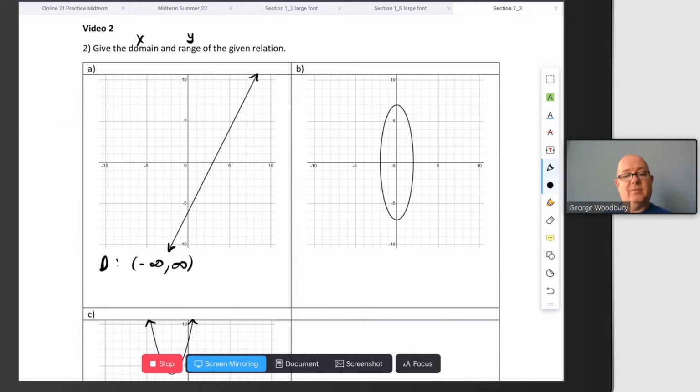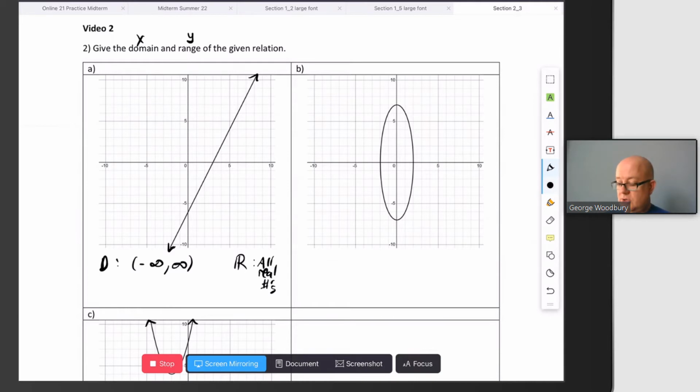But again, that is the set of all real numbers. And when we see that, that means there's no restrictions on the domain. Any value of x is in the domain of this function.